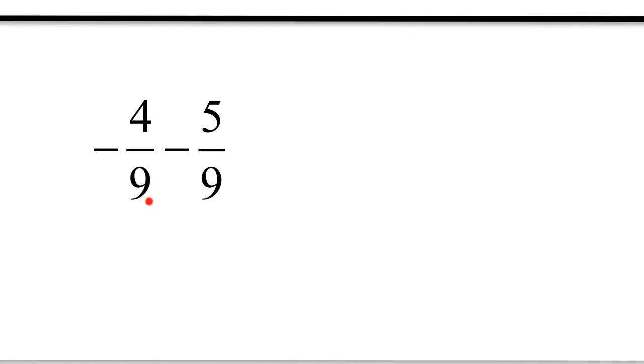But also check the denominator. Denominators are equal, 9 and 9. So that means that you can start adding or subtracting the fractions. So I am going to keep the fraction line. I'm going to keep the 9 on the bottom. That is my denominator. And on the top, I do have a -4 minus 5. So let me rewrite that again so you can see it better. -4 minus 5 right there.